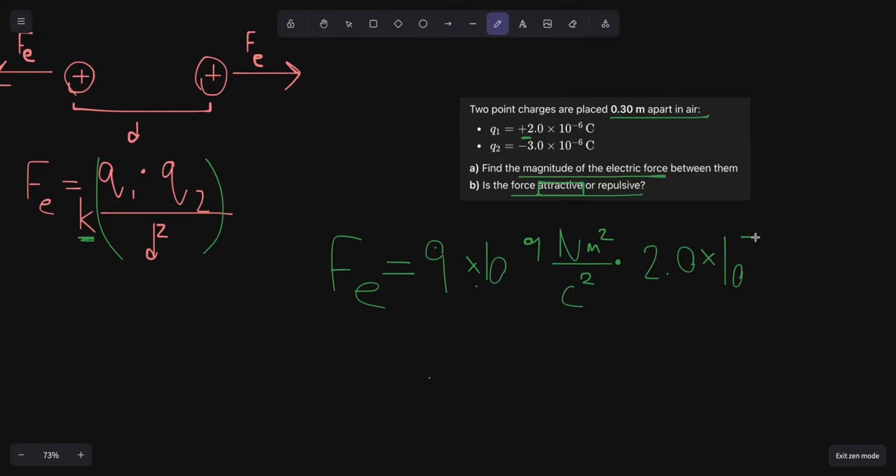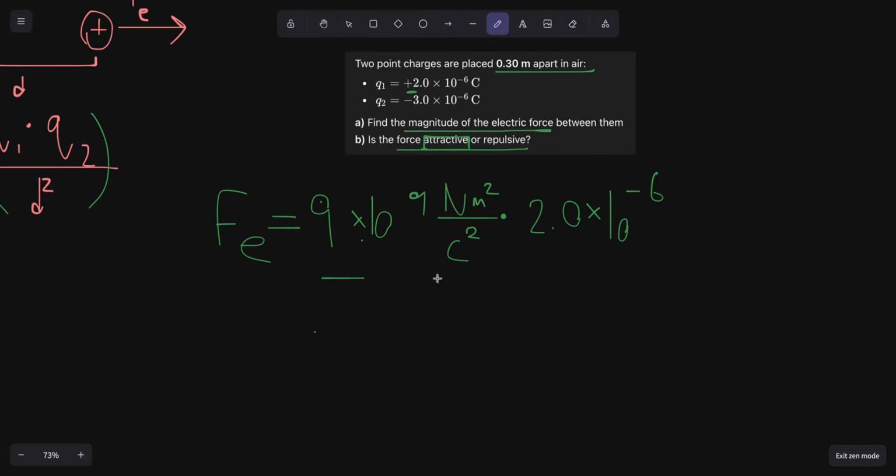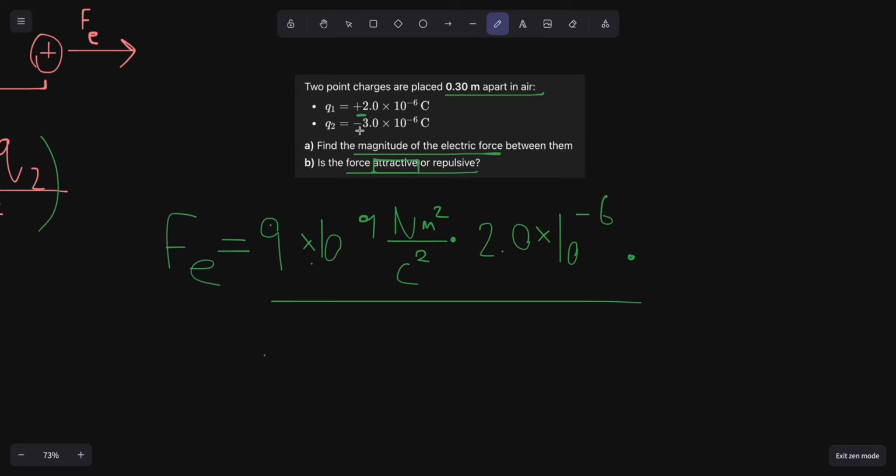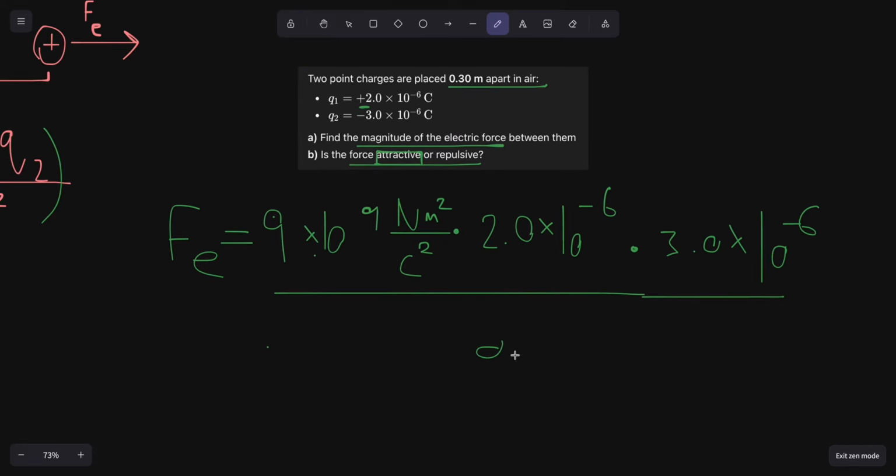So charge 1, or actually, times the magnitude of charge 2. When we're trying to find the magnitude of the electric force, this magnitude sign basically just means that we don't have to care about the sign. It's all going to be positive, okay? So we can kind of ignore this negative sign. It's going to be positive 3.0 times 10 to the negative 6, and then divided by the distance squared. So 0.30 squared.